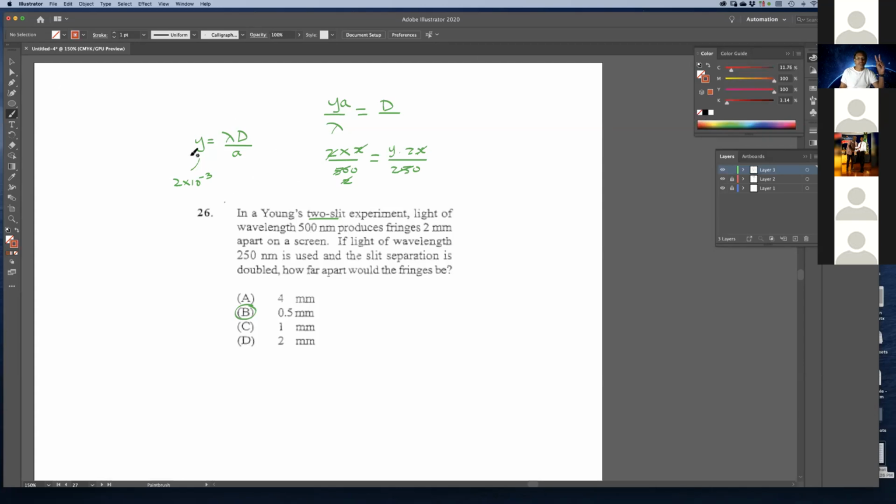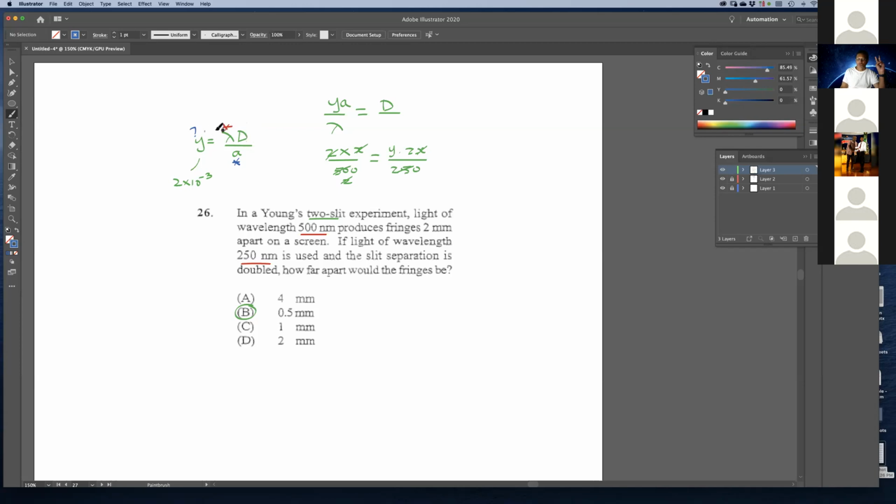In this equation, they're telling us that the wavelength is going from this to this, so the wavelength is changing. They're also telling us that the slit separation, which is A, is also changing. You with me? And they want us to get some information about Y. In other words, the thing that is remaining constant is D. Tilly, you okay with that, right?